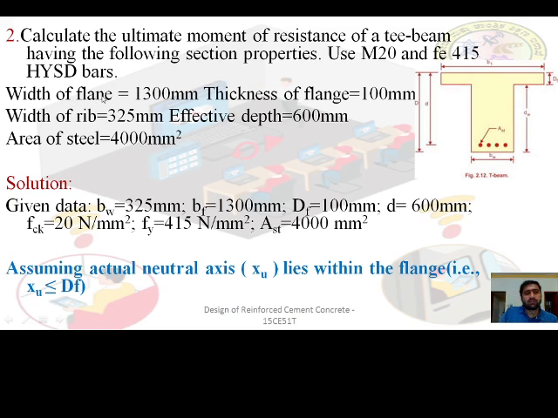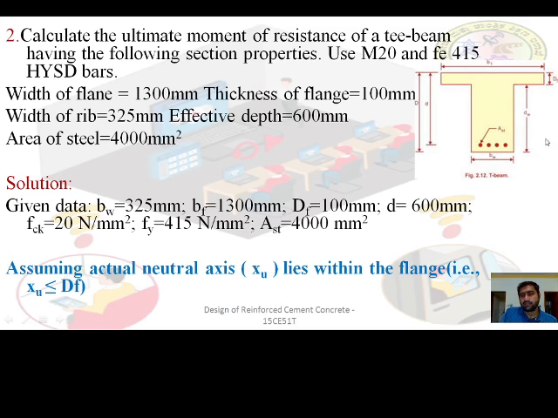Width of the flange is 1300 millimeter. Thickness of the flange is 100 millimeter. Width of the rib is 325 mm. Effective depth is 600 millimeter. Area of the steel is 4000 millimeters square. They are directly given. So width of the flange is this one, BF.